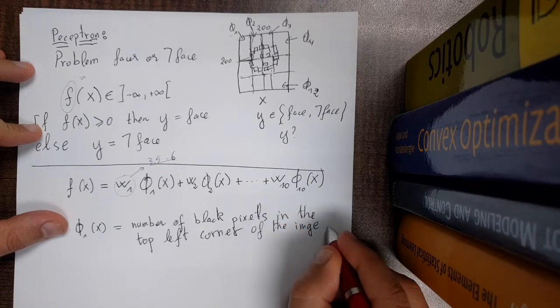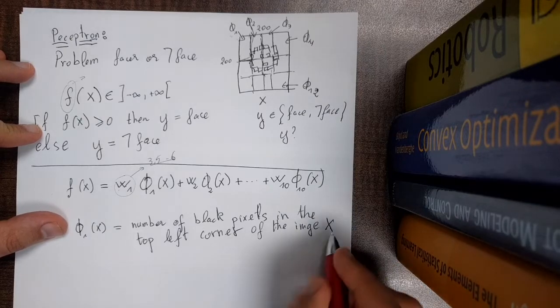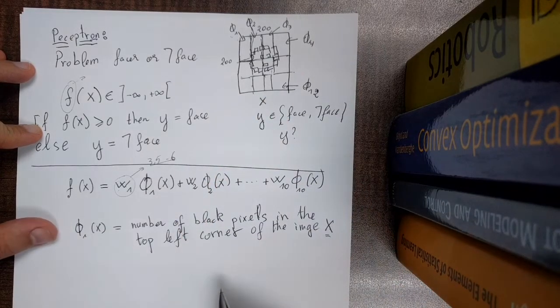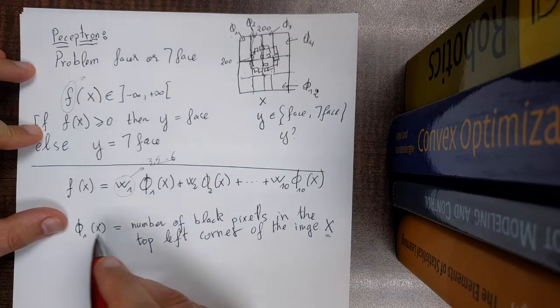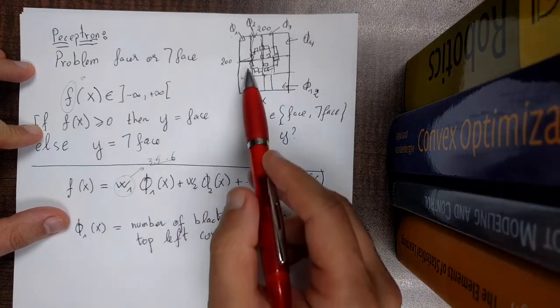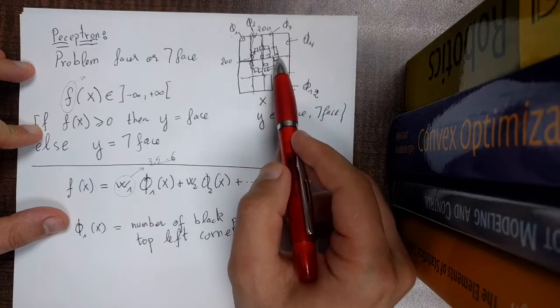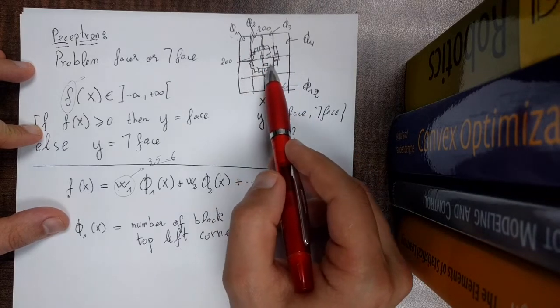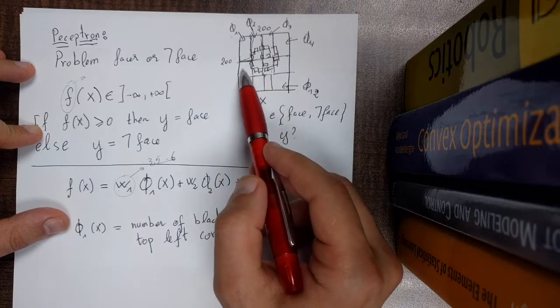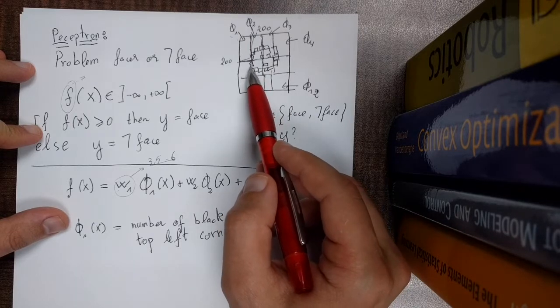And the image here is image X that you care about. Okay, so phi2 does the same thing, but phi2 is specialized in the second corner, phi3 is the third corner, etc. So each feature is specialized in a certain region, and it computes the number of pixels that are marked. This is just an example.